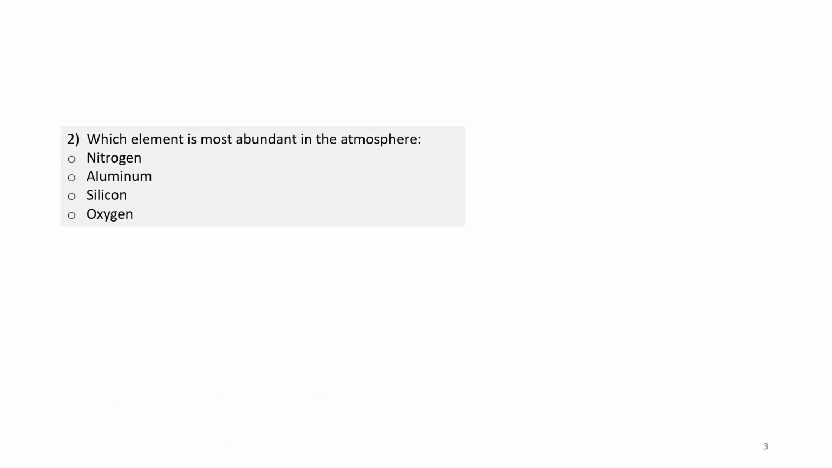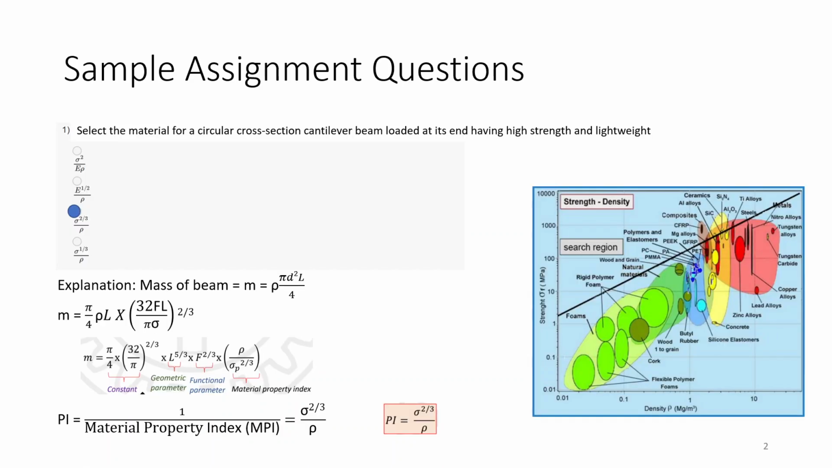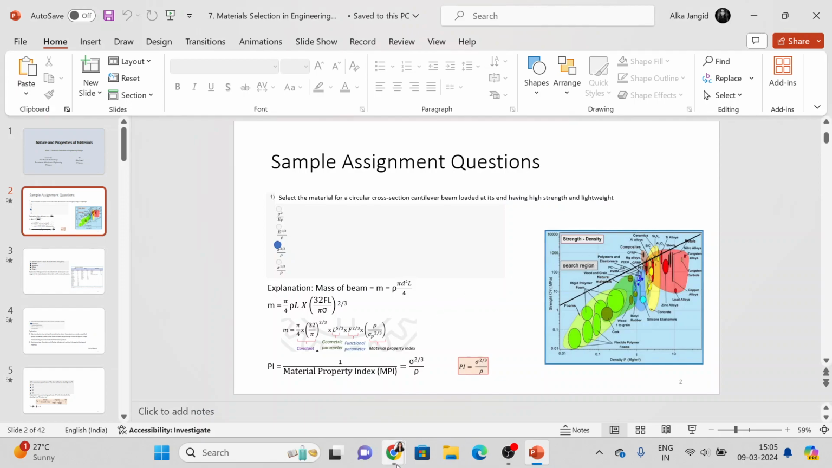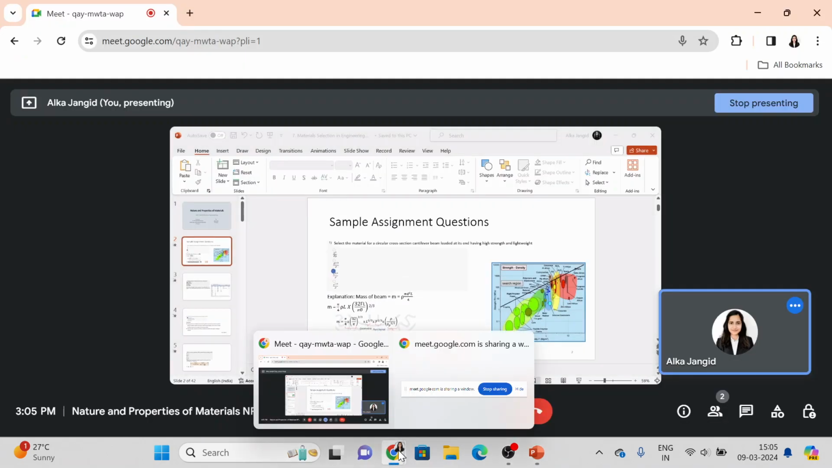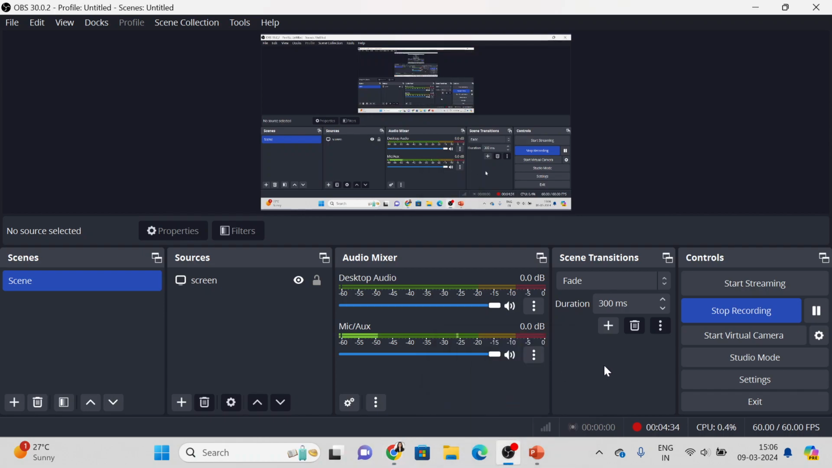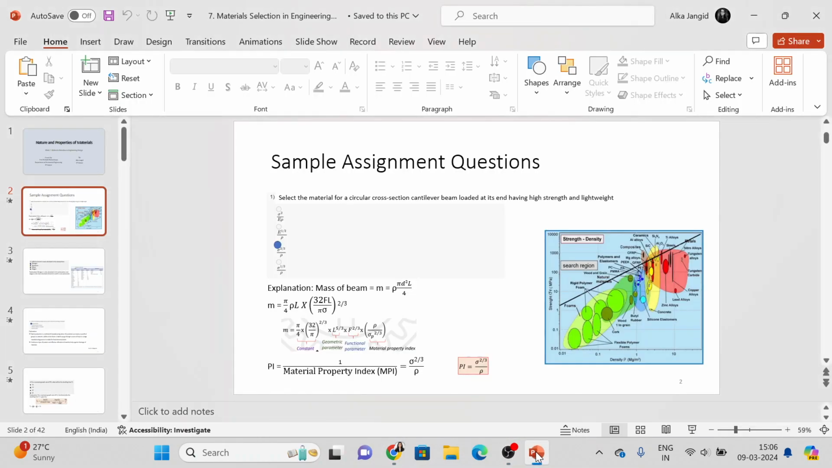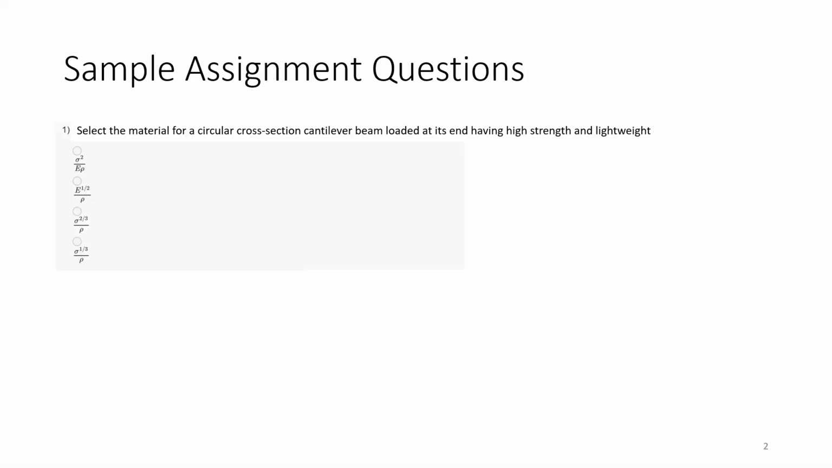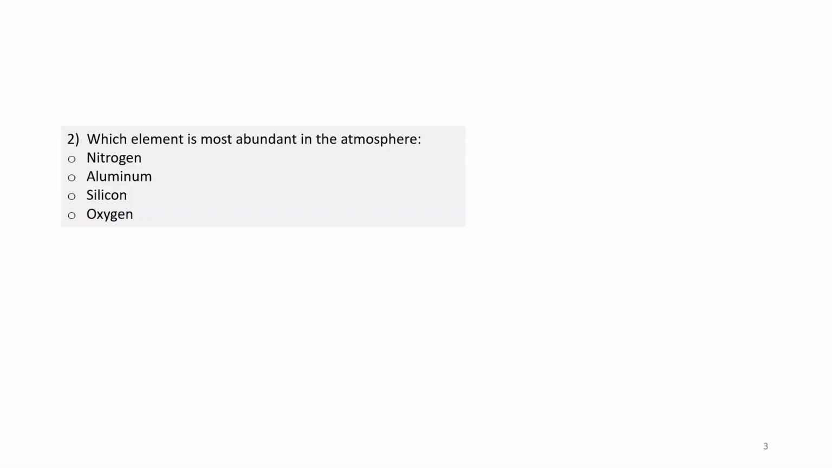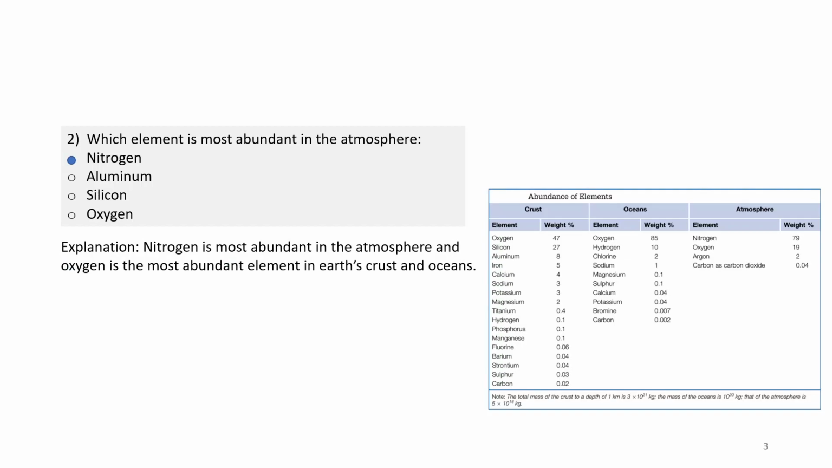Second question is, which element is most abundant in atmosphere? Your options are nitrogen, aluminum, silicon, or oxygen. So we know nitrogen is most abundant in atmosphere, so answer will be nitrogen.